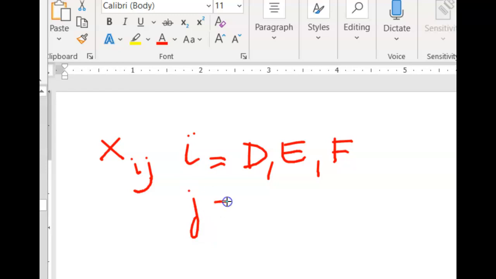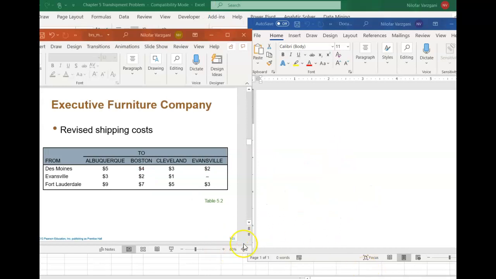And J can take values which are A, B, C, and E, because now E can also serve as a destination node where it stores the product temporarily, and then the product moves from E to the other three warehouses. So based on the network diagram, we will have 11 decision variables, 9 for the original model, and 2 additional routes available because now product is being shipped from the factories to Evansville as well. So that makes a total of 11 decision variables.